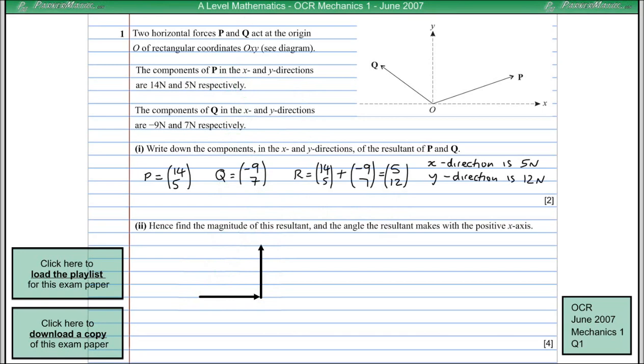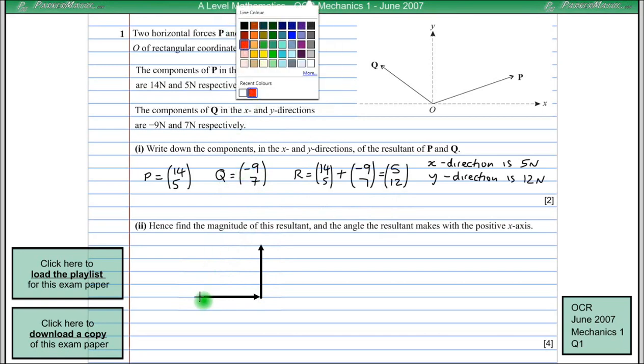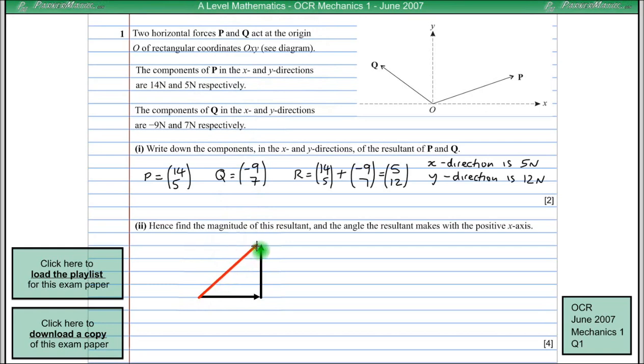And my resultant vector is one that goes from the beginning here to the end. So this is R, this is 5, and this is 12. This is a right angle in here, and this angle here is the angle that the resultant makes with the positive x-axis. So I'll call that theta. So we just need to use some basic trigonometry now.